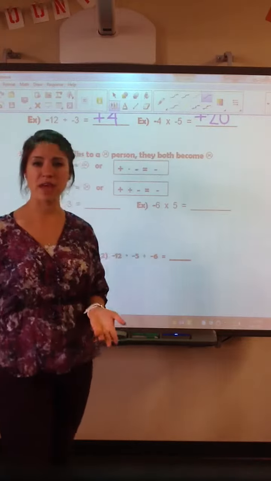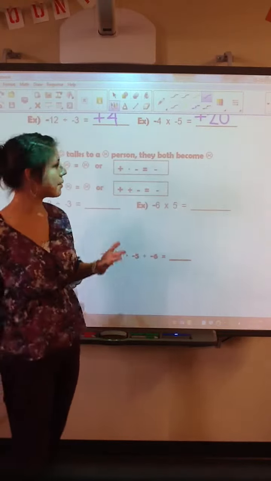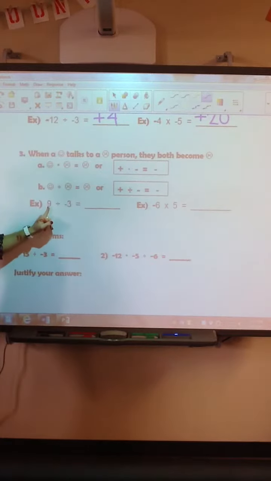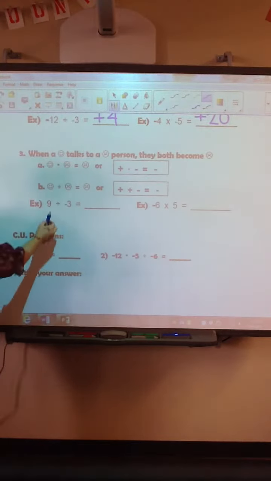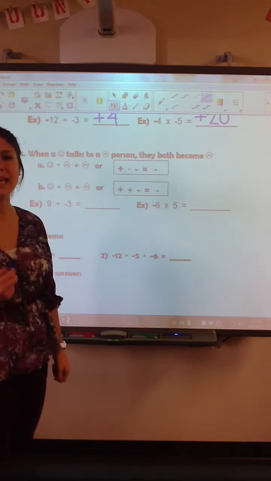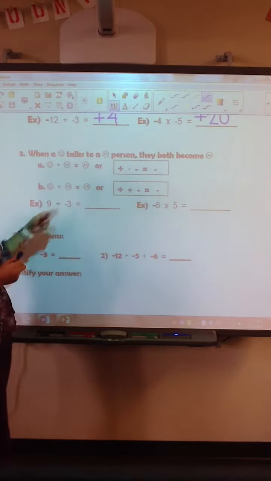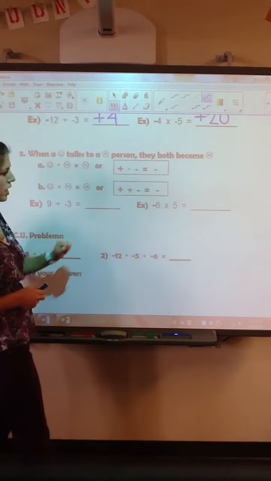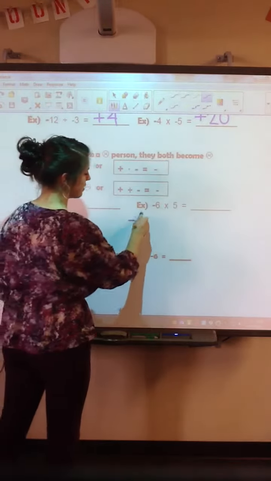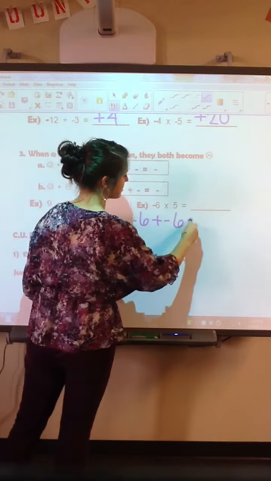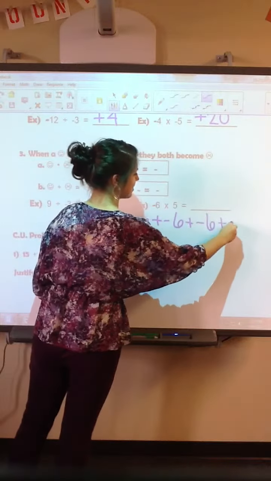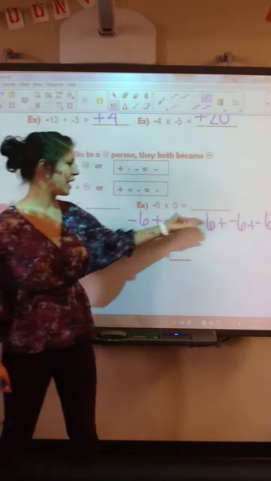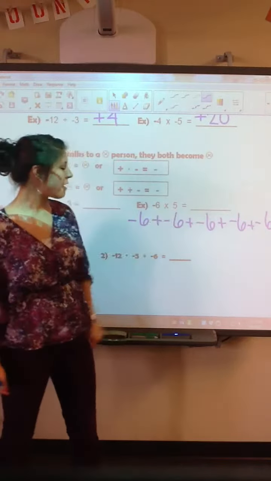And that's the same thing that we were doing with our repeated addition. Okay? So if we have this example here, 9 divided by negative 3, it's going to end up being negative. The signs are different. Negative 6 times 5 is the same thing as negative 6 plus negative 6 plus negative 6 plus negative 6 plus negative 6. We do this 5 times because it's multiplying by 5.